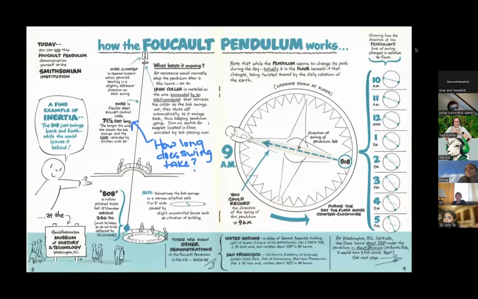Excellent. So this one, of course, is measuring what, Lola? What is the Foucault pendulum doing? Measuring time. That's right, of the rotation. Since the world is spinning, it technically goes in a circle, but actually it's staying still, and we're the ones spinning. Yeah. There you go. Awesome.